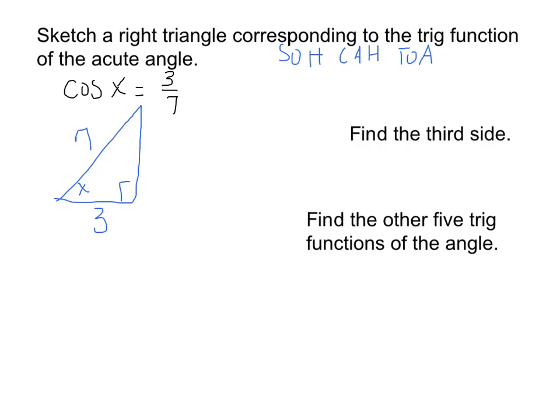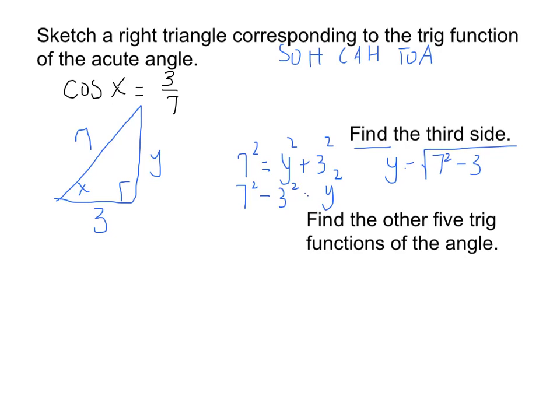I have 2 of the 3 sides, so I move on to the next thing, and I'm going to find the third side. To find the third side, we're going to use the Pythagorean theorem, and we're going to say that 7 squared is equal to whatever this side is over here, and I'll call it y, since I've used x, y squared plus 3 squared. So I'm going to take 7 squared minus 3 squared, and that will equal y squared. And then you will see that y, or my side, is going to be the square root of the hypotenuse squared minus the leg squared.